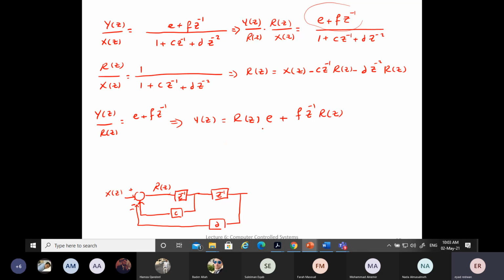Now Y(z) equals R(z) times e plus f z inverse R(z). So if I take a feed forward from here, this is R(z) z inverse, and I put here a summer. So I will add again, sorry, I have to multiply this by f, right? So again, R(z) z inverse multiplied by f. So this is the feed forward term f, and I add it, plus R(z) times e. So I have to feed R(z) from here.